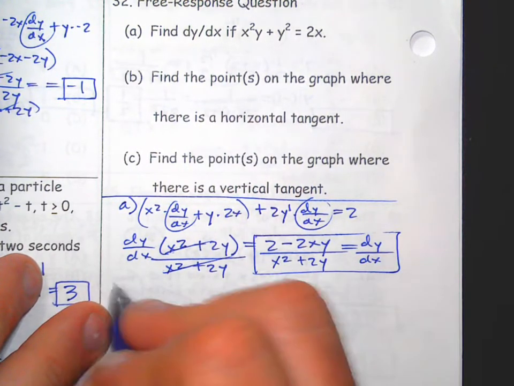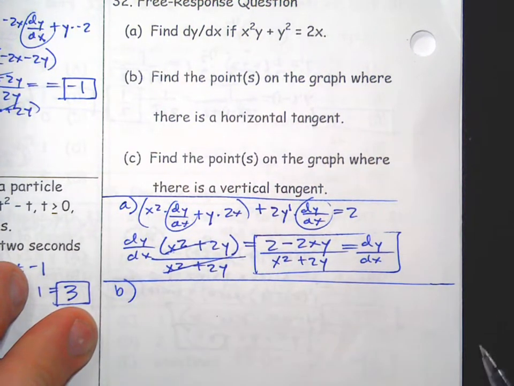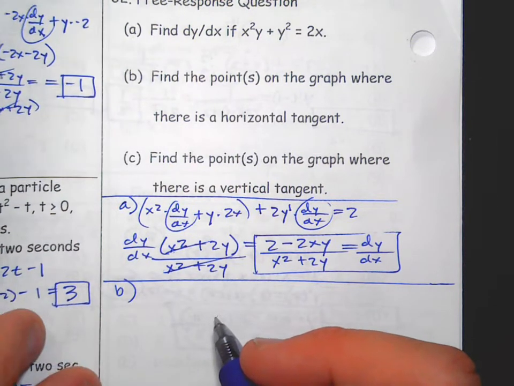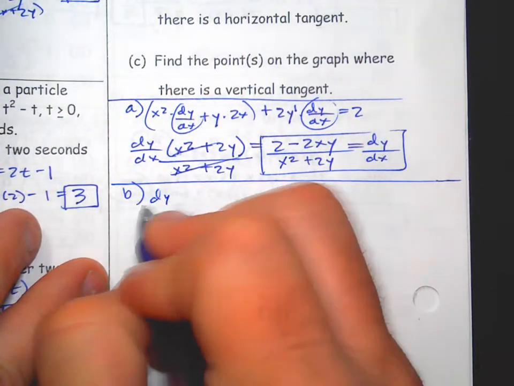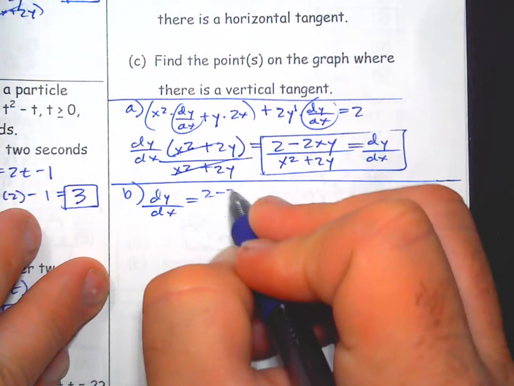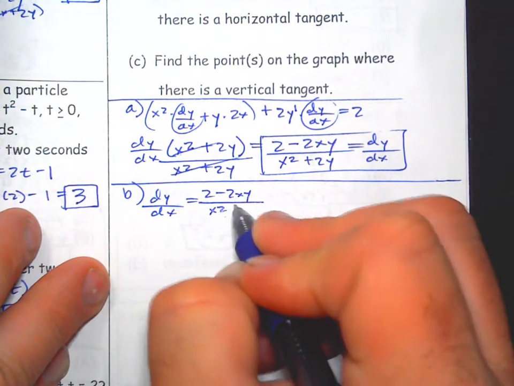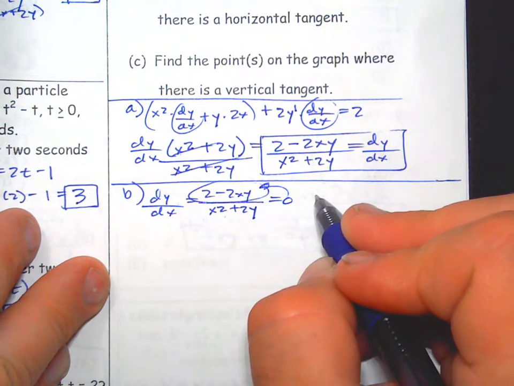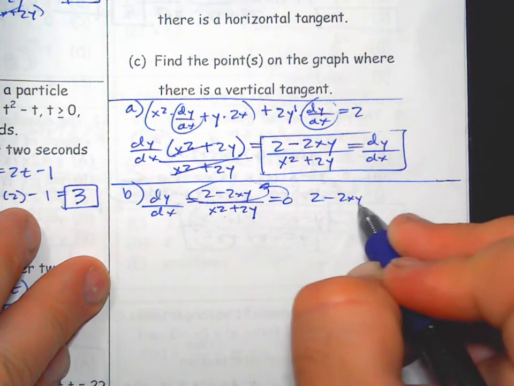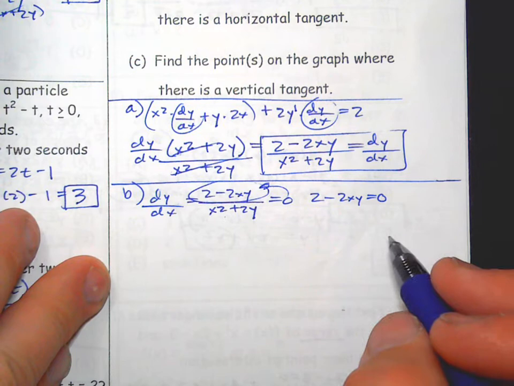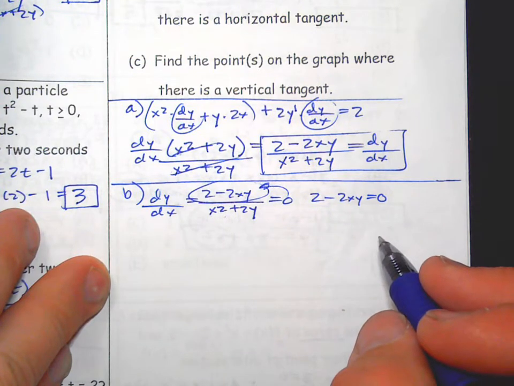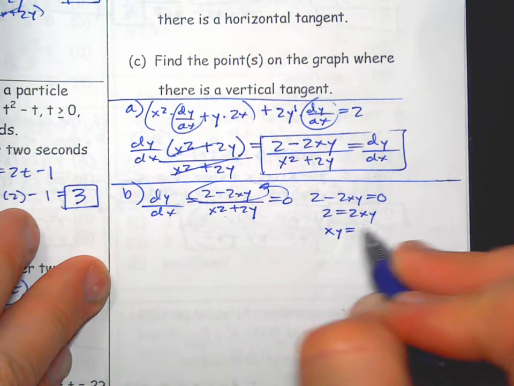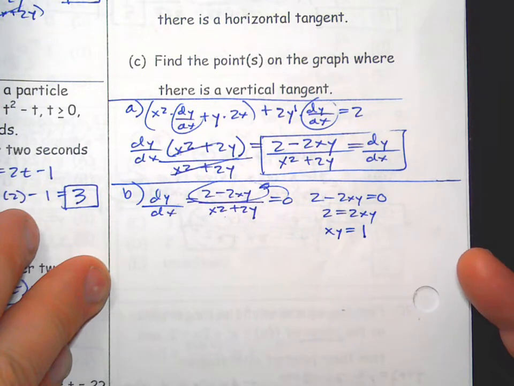So that's A. B says find the points on the graph where there's a horizontal tangent. Well, that'd be where the slope is 0, which is the thing that we just found. So we would say equals 0. That's going to be when the top equals 0. So when 2 minus 2xy equals 0, that's going to be 2 equals 2xy, so xy equals 1.